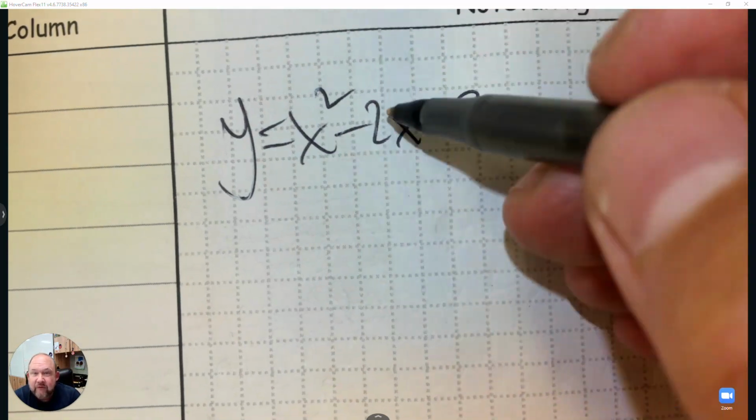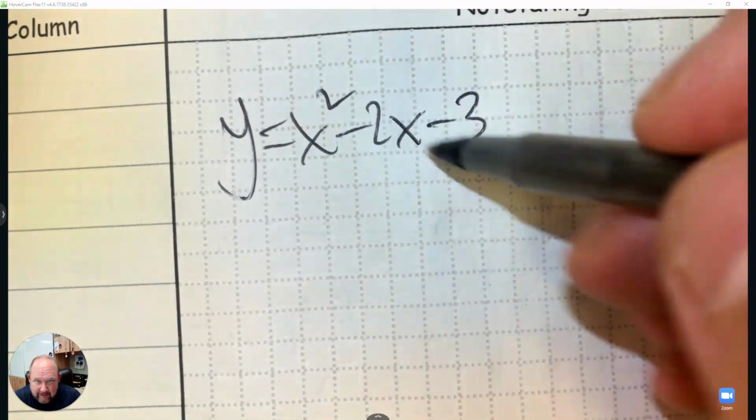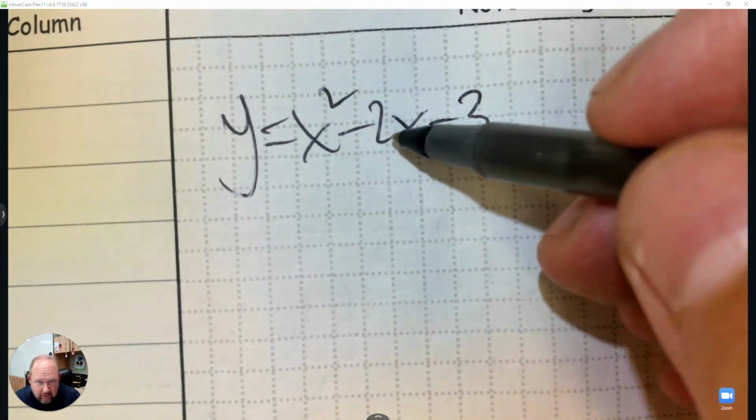So this is not in vertex form. This is expanded or in standard form. Now what do I do to graph this? So the correct answer here is we're going to factor it first.